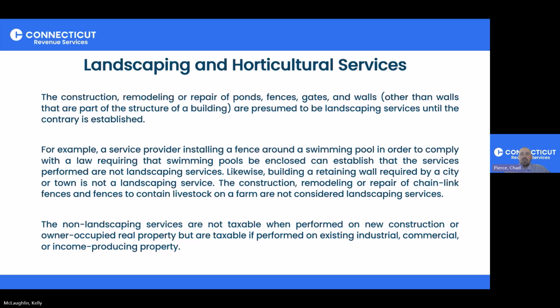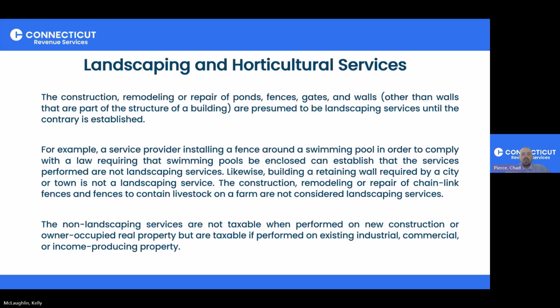The fence on your property is going to be a landscaping service where you're beautifying your property with that fence, whereas the fence around the pool is being done because it has to be done. Another example is building a retaining wall that's required by a city or town is not a landscaping service. That's going to be required, so that is not landscaping. But if you wanted to build some kind of wall to, like I mentioned before, beautify your property, that is going to be a landscaping service.